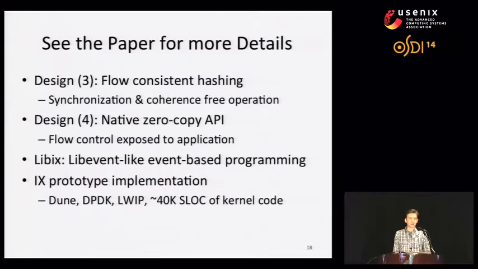Okay, so there are several other design elements in our paper. Because of time constraints, I don't have time to discuss them now, but check out the paper for more details on how we do multi-core scaling and how our API works. There's also more details about libix. It provides a libevent-like interface that's pretty similar to libevent. And we also have a pretty substantial prototype. We're leveraging a bunch of existing code bases, including Dune, DPDK, and lwIP. And it's around 40,000 source lines of code just for our dataplane kernel alone.